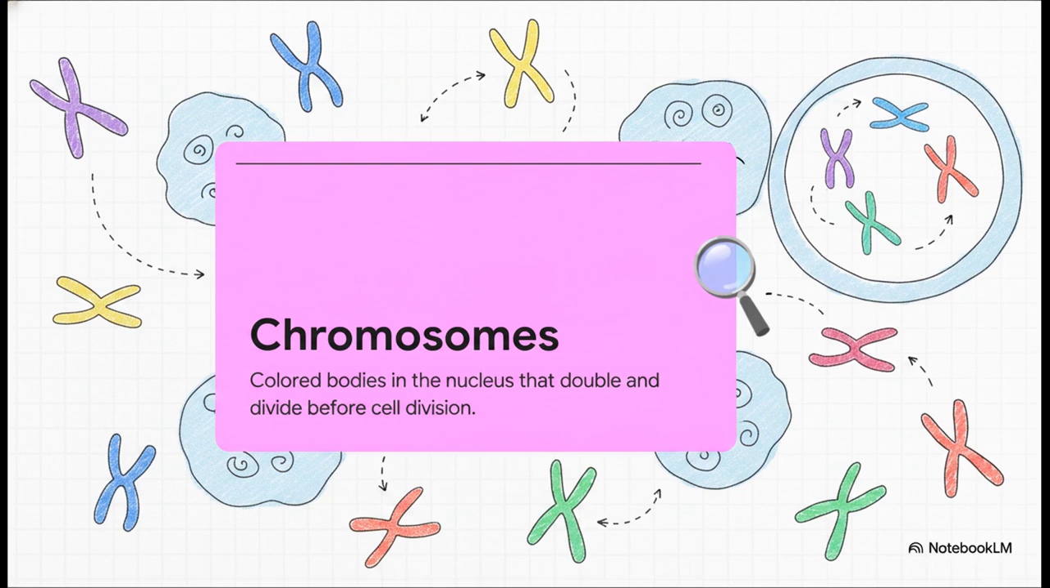And as they watched these cells prepare to divide, they saw these colored bodies within the nucleus actually double, pair up, and divide. Sutton and Boveri realized these structured physical bodies were the prime suspects. They had finally found something in the cell that could theoretically carry Mendel's inheritance data.